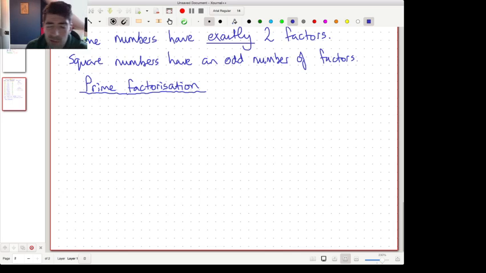So there's a really important rule in maths. It's called the fundamental theorem of arithmetic, and it states that every positive integer has a unique prime factorisation. And I'll show you what that means. So what we'll do, we'll find, for example, the prime factorisation. We'll do a couple of examples.